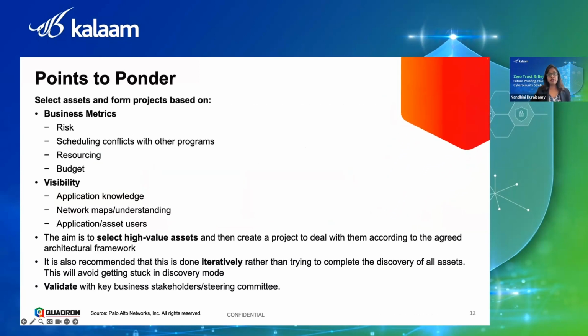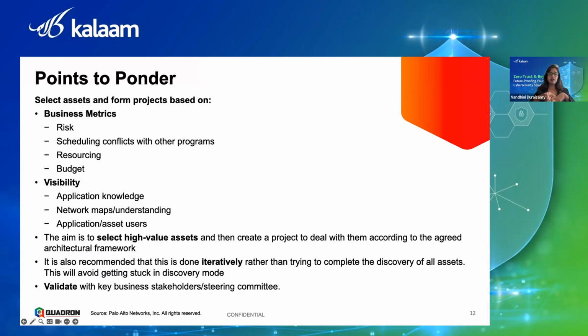Once you know what the protect surface is, you will be selecting assets from the big pile of assets that you identified, and then you form a project based on the following. What is the risk if you don't protect them? Once you choose some applications, is it conflicting with other programs or applications? Do you have enough resources to implement this? And do you have enough budget? To do that, you also need visibility on all the applications, which we will soon talk about in the transaction flows, mapping them.